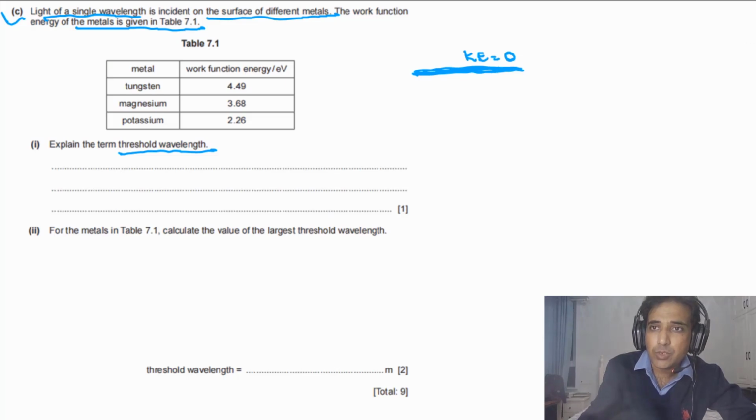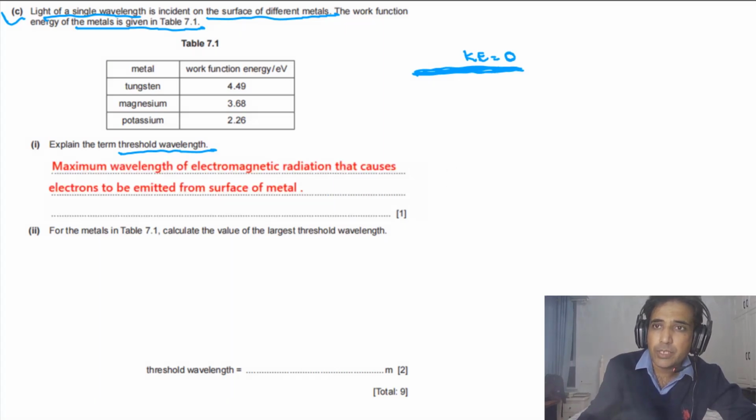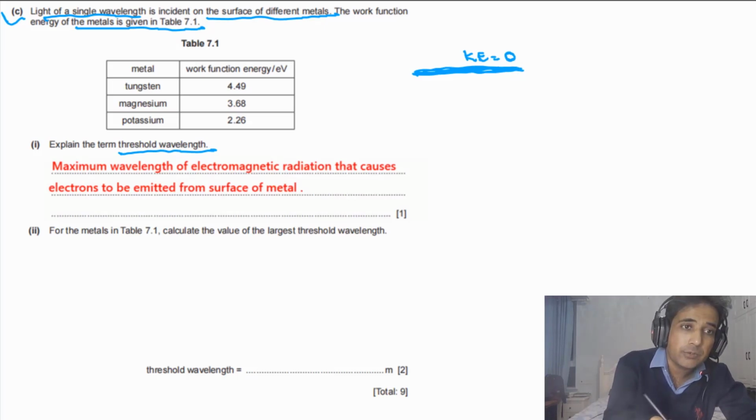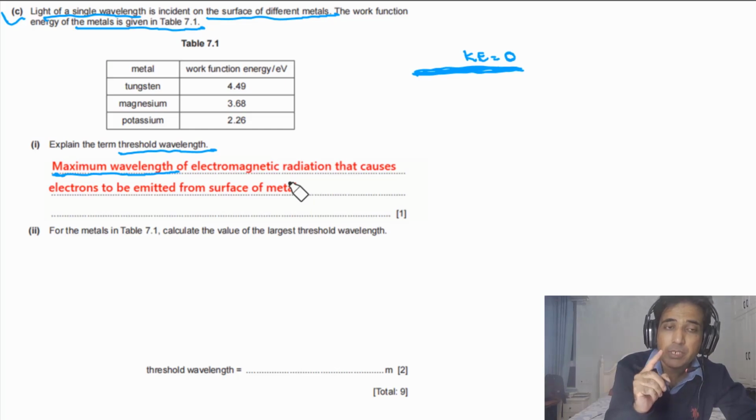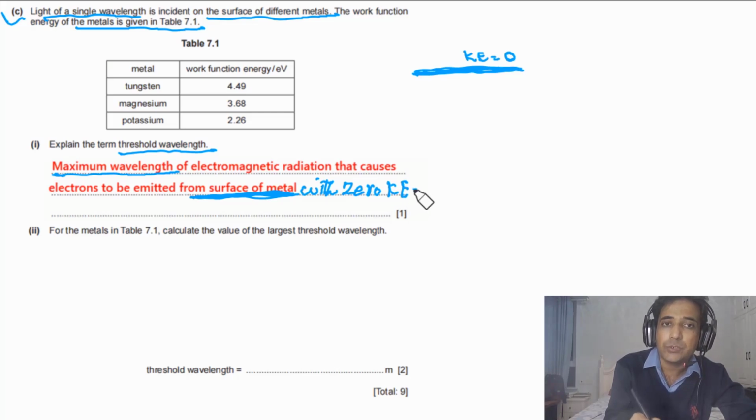Now let me show you how you can write down your answer. In the answer you have to say maximum wavelength of electromagnetic radiation, not maximum wavelength of photon. Maximum wavelength of electromagnetic radiation that causes electrons to be emitted from the surface of the metal. This is also important: from the surface of metal. You can also say with zero kinetic energy. If you want to write it in a proper way, if it has 2 marks, you can say with zero kinetic energy. This is how you need to answer.